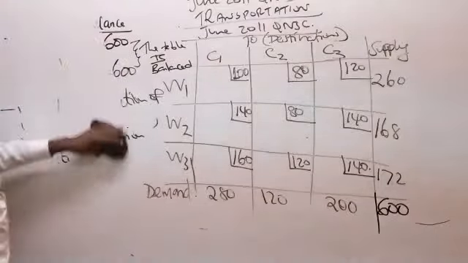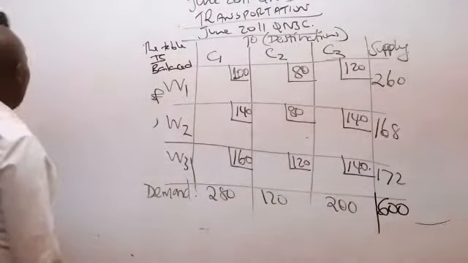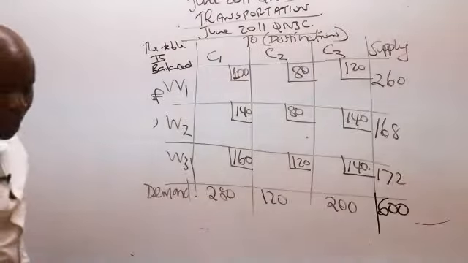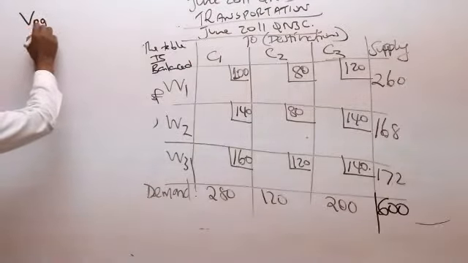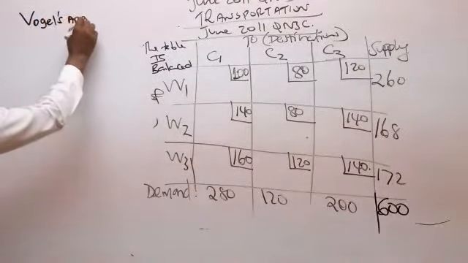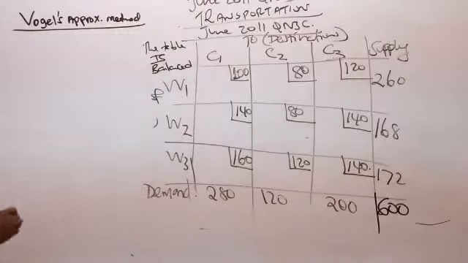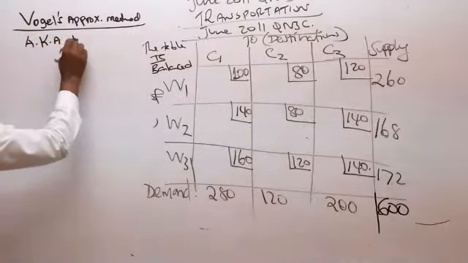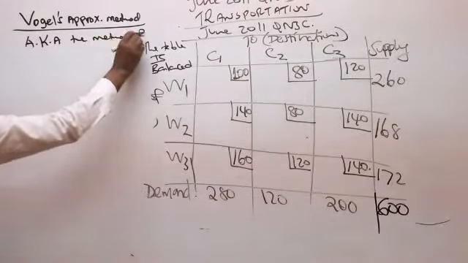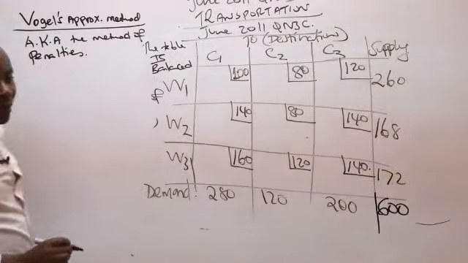So I would want us to have a small title there called VAM, for Vogel's approximation method. Ladies and gentlemen, this method is also known as the method of penalties.